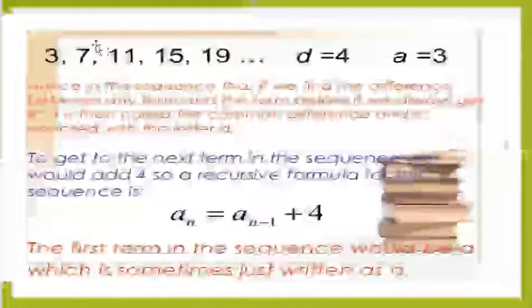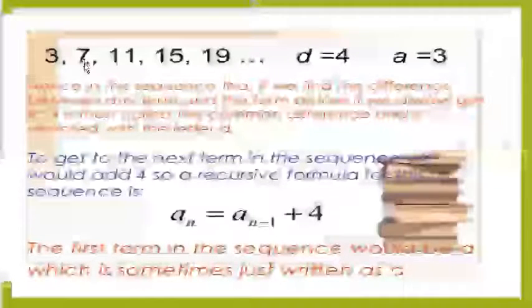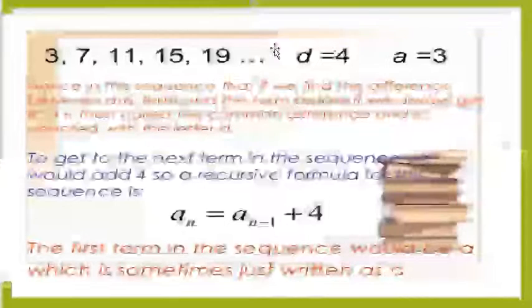Once again we can find out 11 minus 7 is equal to 4, that is the difference. So between every two numbers the difference is the same. So d is equal to 4 and a, the first value given in that sequence, is 3. Notice in this sequence that if we find the difference between any term and the term before it, we always get 4. 4 is called the common difference and is denoted with the letter d.